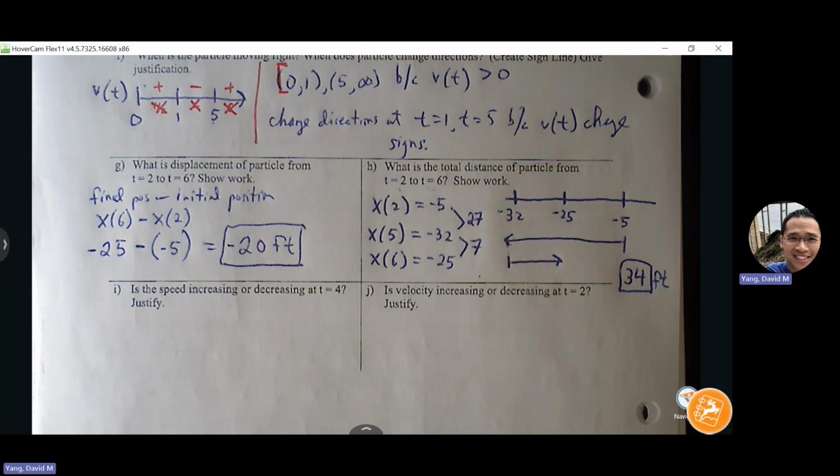Have you gone over this? Yeah, we have. For increasing speed, we compare velocity and acceleration and compare the signs. For velocity increasing, you just look at acceleration, because this is asking about the rate of change in velocity. So you plug this into the acceleration. The same signs mean speed increasing. If one is positive and the other is negative, then it's speed decreasing. Okay, all right, thank you.